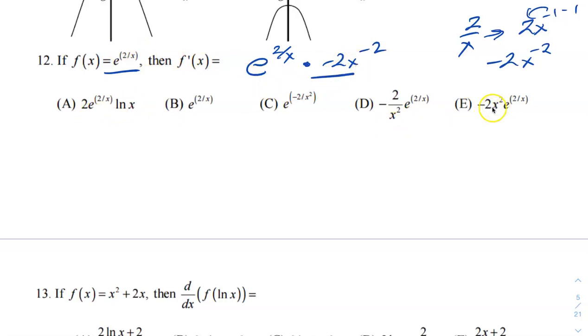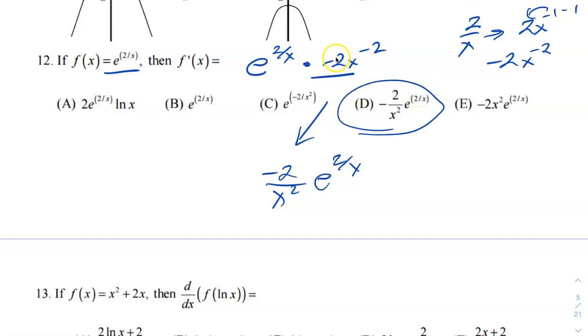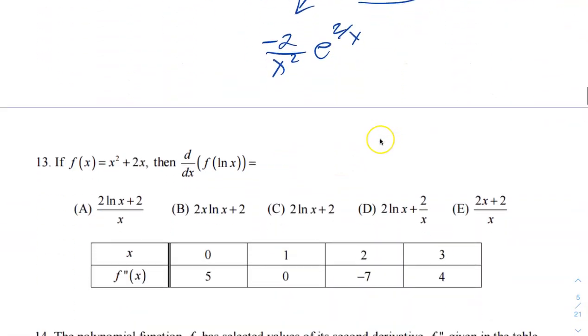Now again, notice how they made it nicer. So I see nothing with the negative power, so let's make that a little nicer. Negative 2 x squared over e to the 2 over x. And then which one is that? That looks like D. Right, because you try to match it, and nothing here had a negative power. So I had to rewrite it. We got that. Next one.